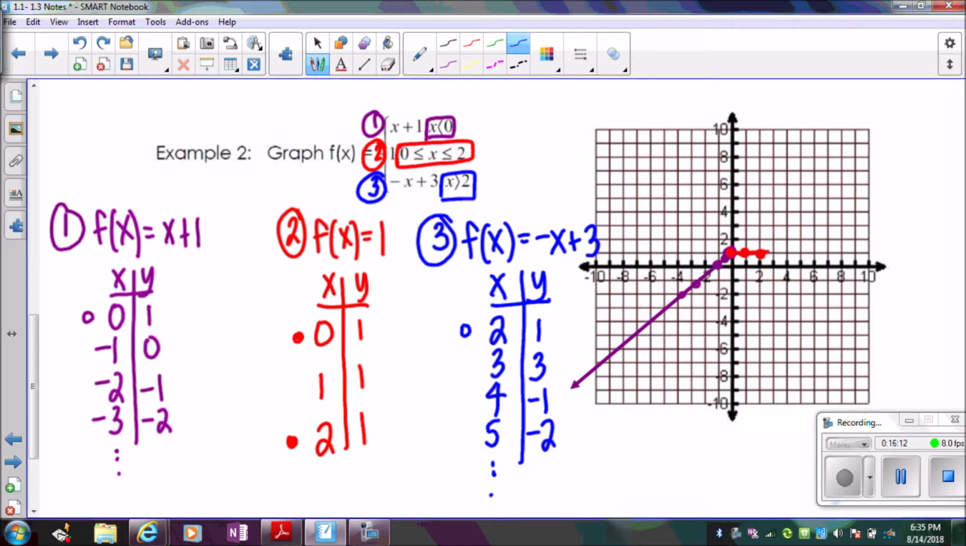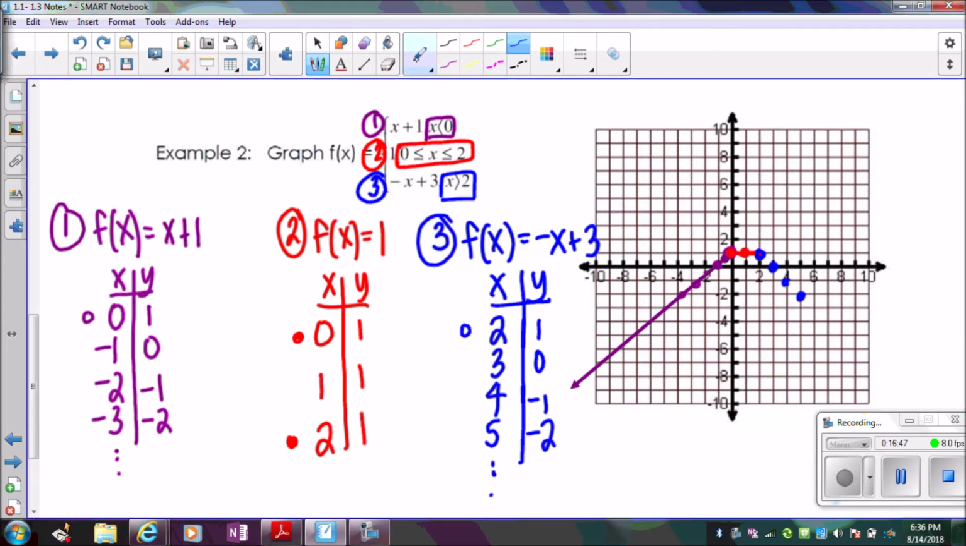So I have 2, 1. Notice it's overlapping. 3, 3. I have 4, -1. Oops, I plotted something wrong here. Wrote the wrong thing here. Sorry about that. This should be 3, 0. Something didn't seem right. My line shouldn't be going up and then down. So 2, 1, 3, 0, 4, -1, 5, -2.